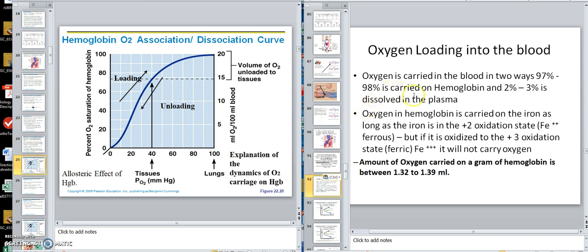We're saying that oxygen is carried in the blood in two ways. Oxygen here is carried on the iron as long as the iron is in the +2 oxidation state. If it's in the +3, which could be oxidized, like with a free radical, it won't carry. In all of us, some of our iron is in the +2. Thank goodness most of it is, and some is in the +3.